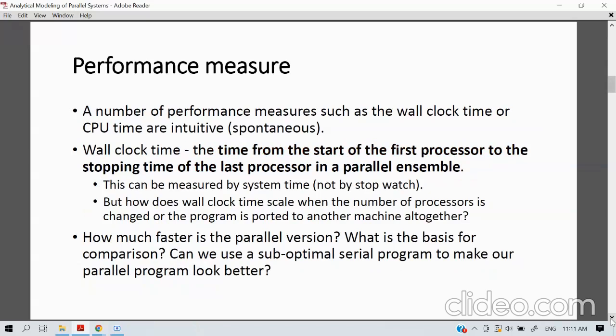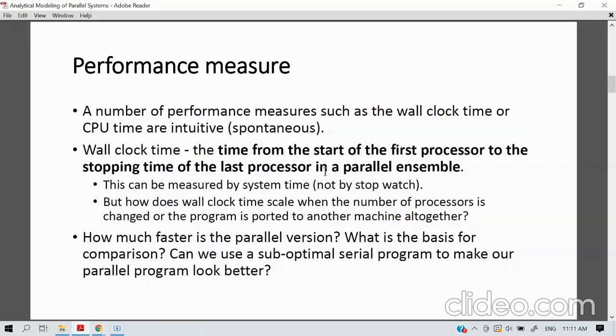Okay, so performance measure. So what is meant by performance measure? A number of performance measures such as the wall clock time. Usually we look at the wall clock time or CPU time. Okay, and then what is meant by wall clock time? The time from the start of the first processor, so please imagine we are running the parallel process, to the stopping time of the last processor. Let's say we have 3 processors being used in the parallel program. So we need to calculate the time from the first until the last, the third one.